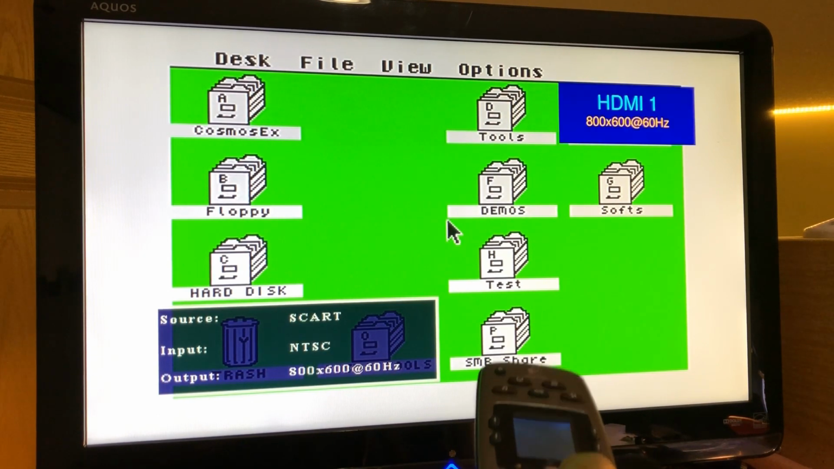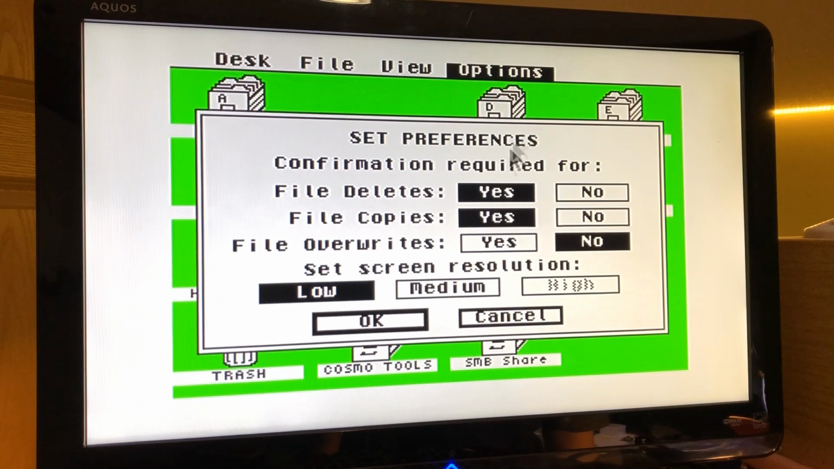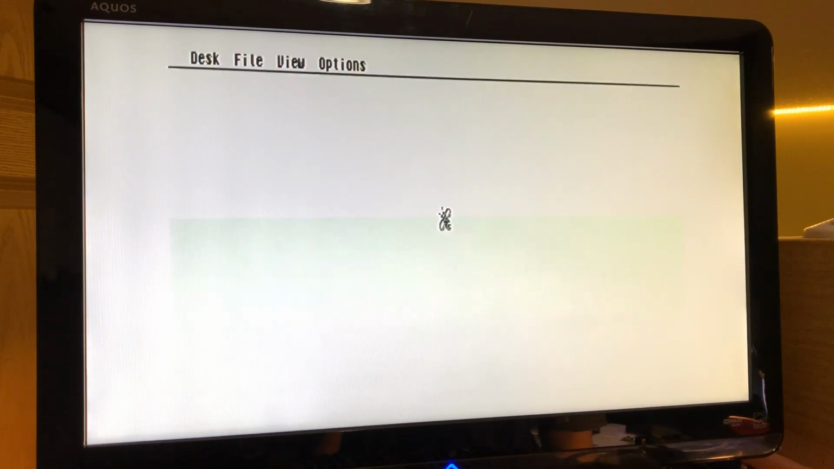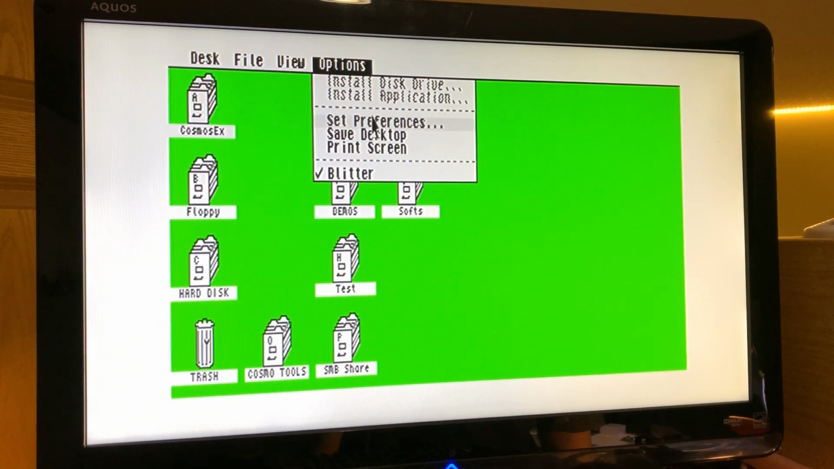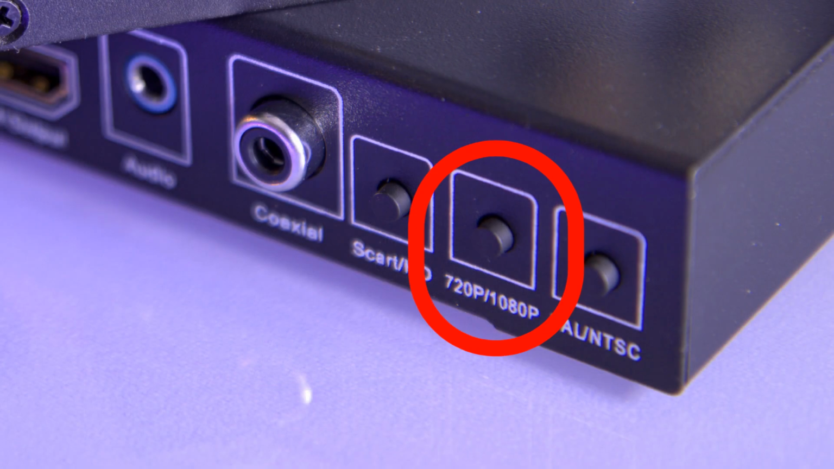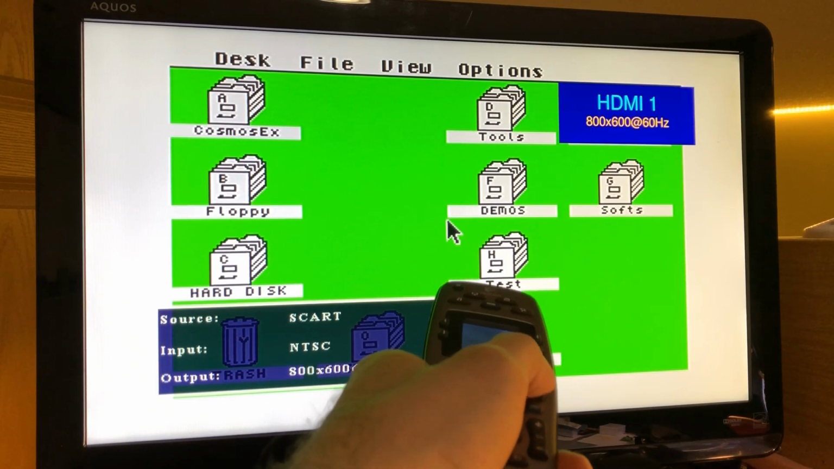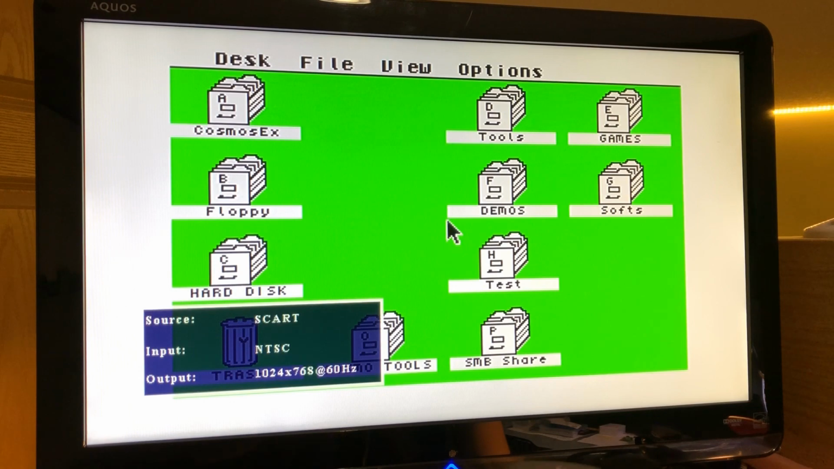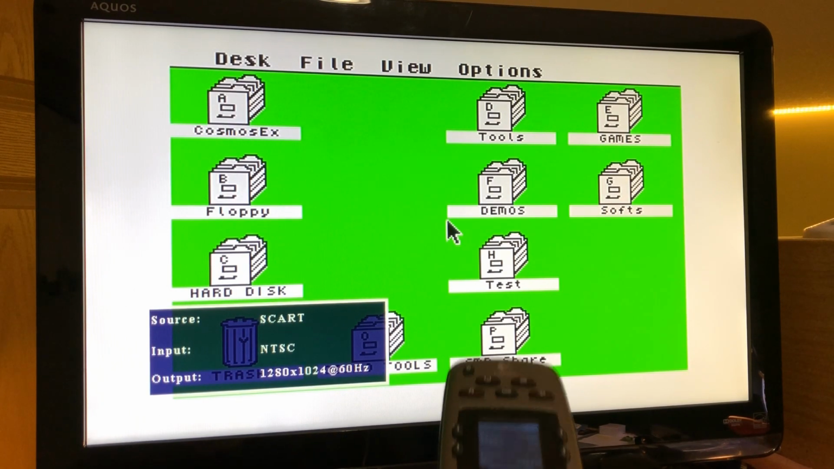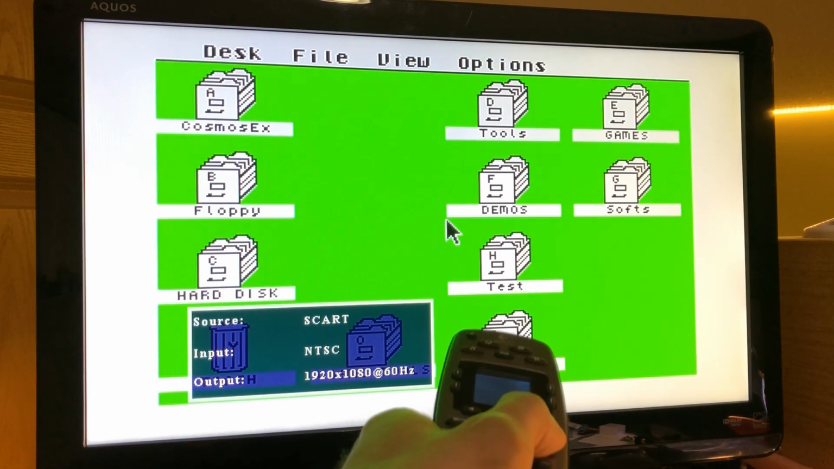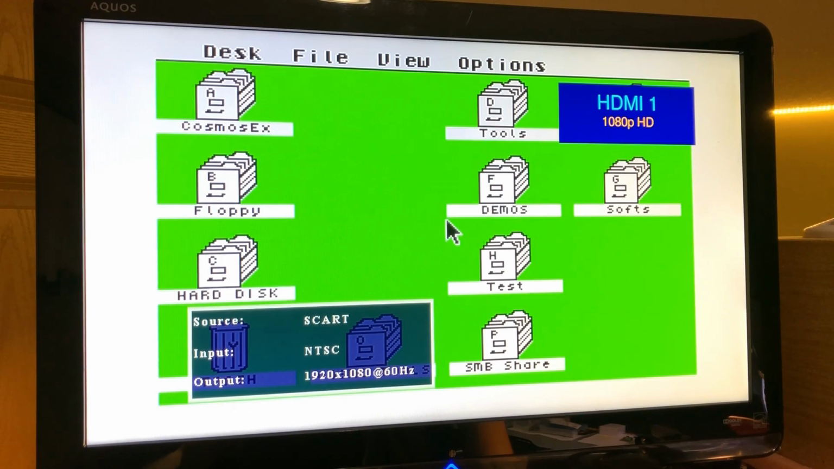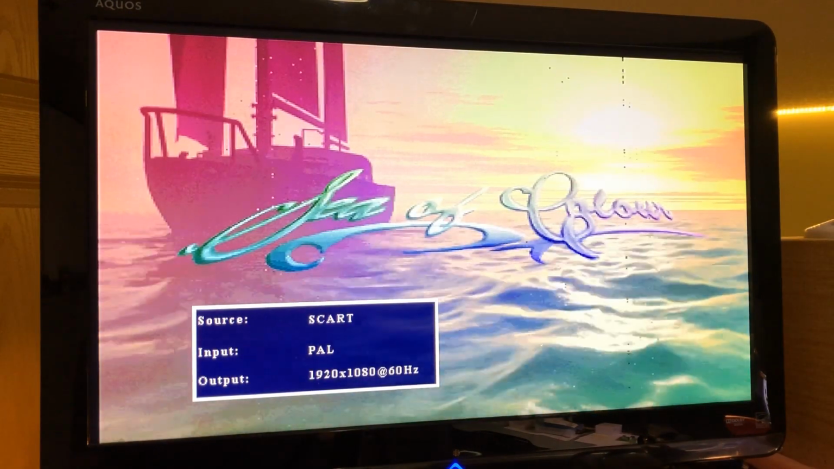It also auto-detects if the input is PAL or NTSC, and supports both the low and medium Atari resolutions. You can even change the output upscale resolution by a simple push of a button. Unlike what the label makes you believe, you can actually cycle through even more resolutions: 800x600, 1024x768, 1280x1024, and of course 720p and 1080p. The image is quite clear, with good color reproduction and contrast.